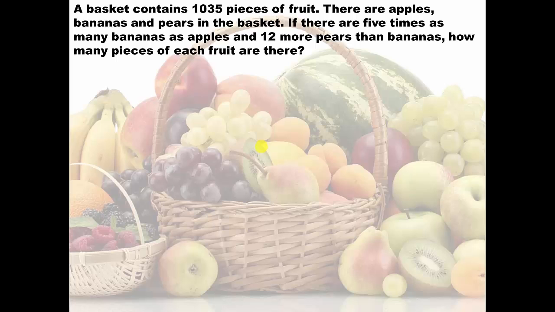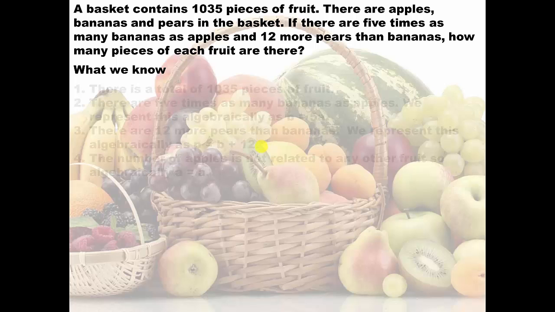A basket contains 1,035 pieces of fruit. There are apples, bananas, and pears in the basket. If there are 5 times as many bananas as apples and 12 more pears than bananas, how many pieces of each fruit are there? I know this is making you go bananas, but trust me, you're going to see the wisdom of my ways. What do we know?